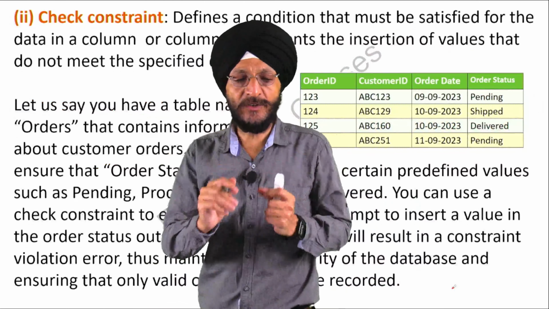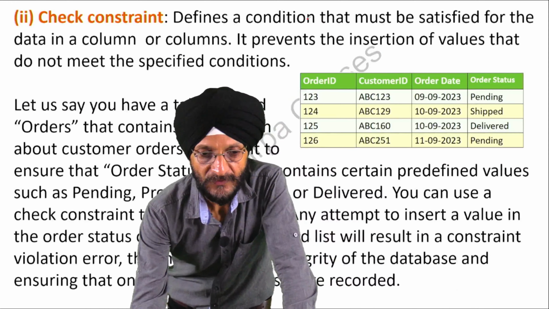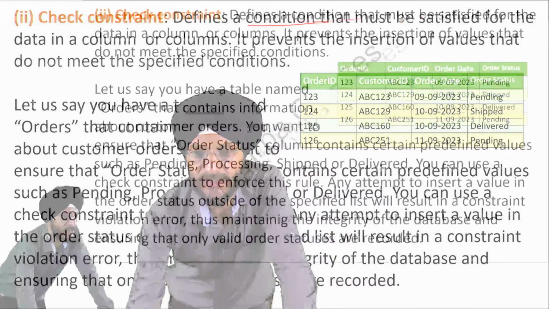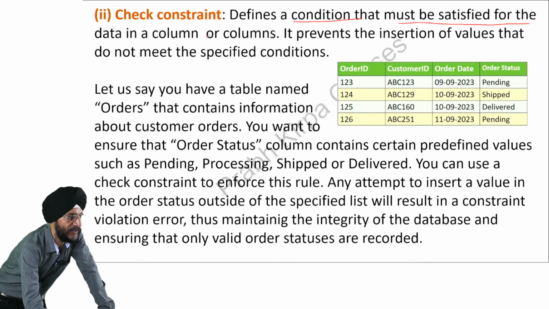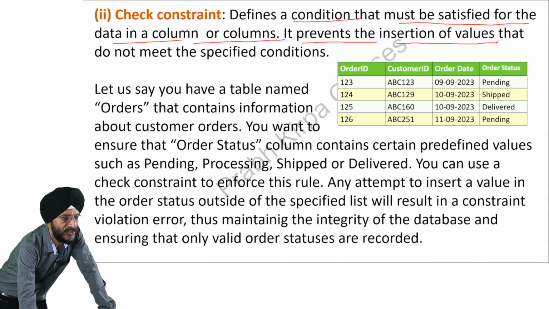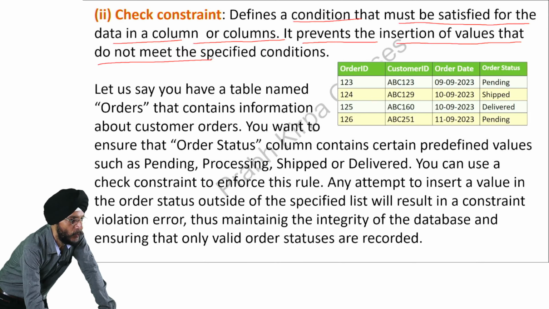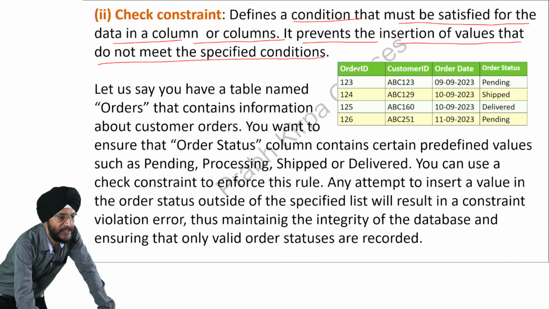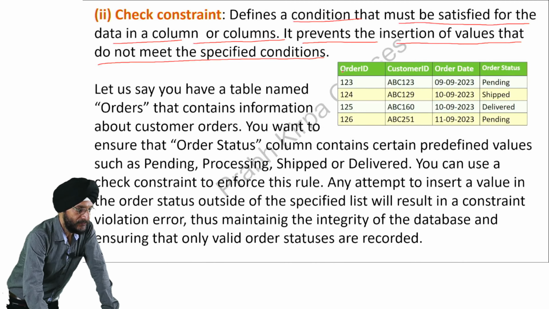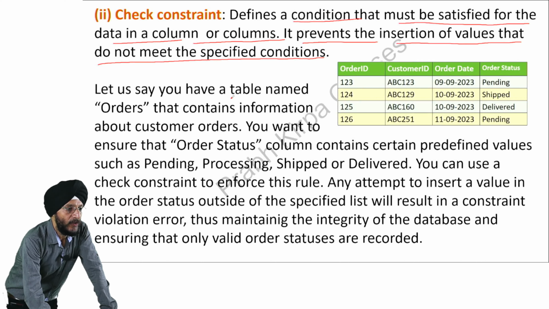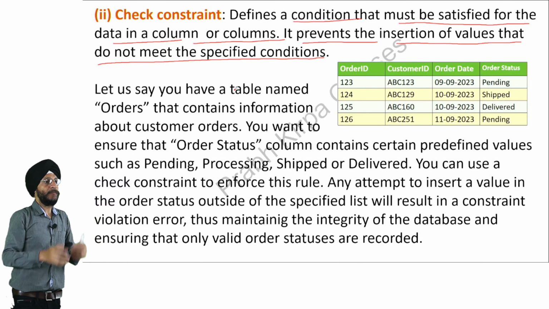Next point is check constraint. Check constraint defines a condition that must be satisfied for the data in a column or columns. It prevents insertion of values that do not meet the specified conditions. We will now understand the same with the help of an example.